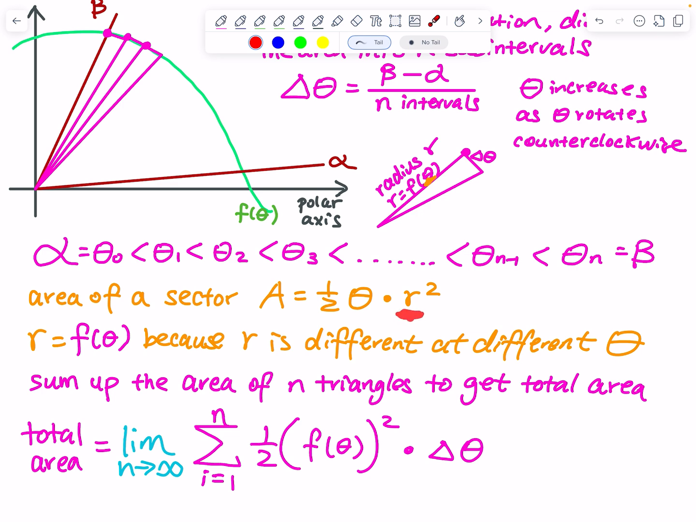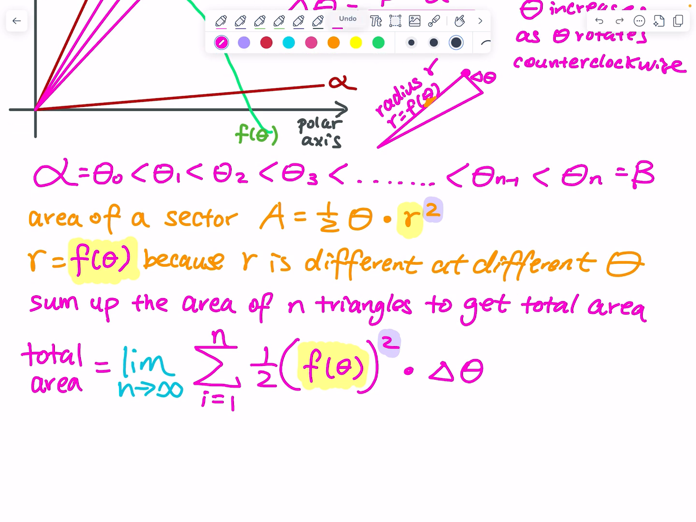R is here. All you need to do is follow this. Let me give you a highlight. R squared, R is equal to this, and then you have this R squared. This square is there: 1/2 R squared times the change of angle. And then continue, R equals f of theta.